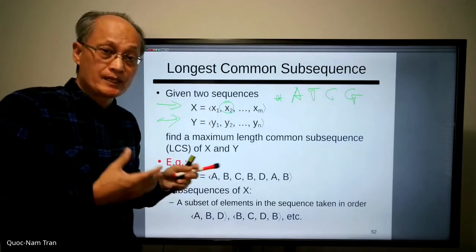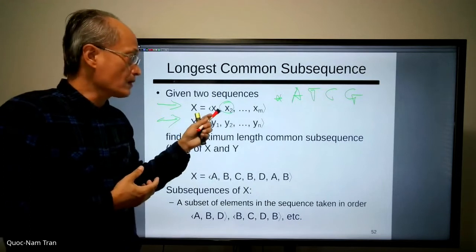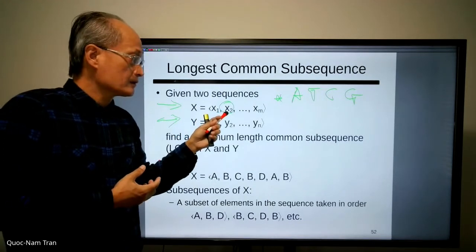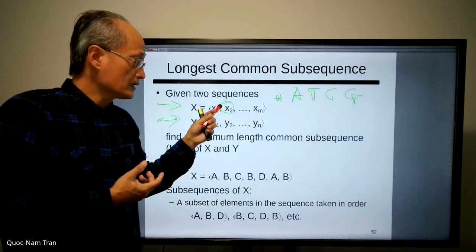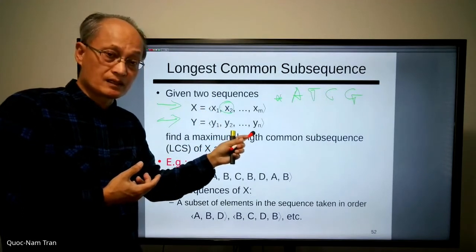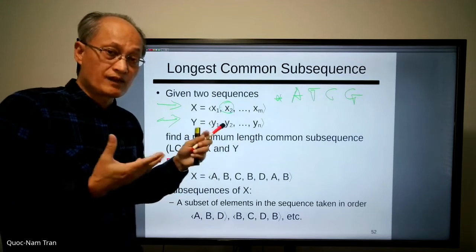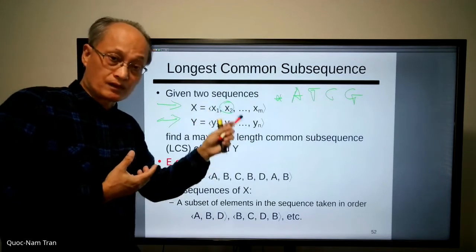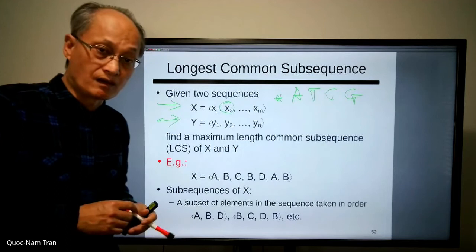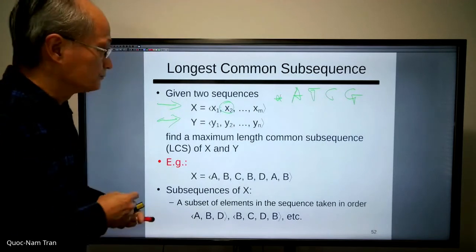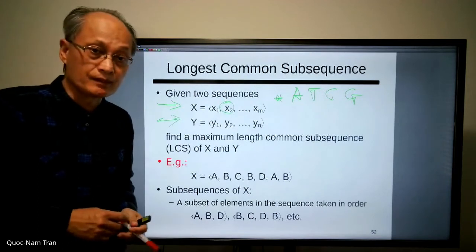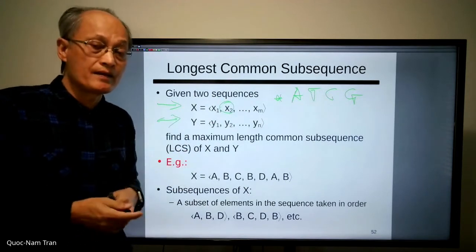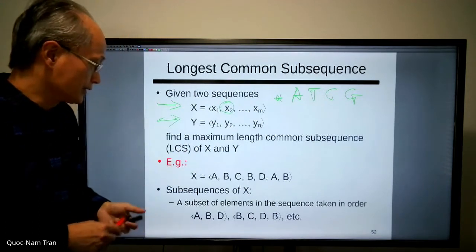Okay? If we just simply focus on, say, virus version 1, and it has nothing in common with virus version 2, then that vaccine may not work for the second version of the virus, right? So that's why I want to pick this problem. It's very common in computational biology.